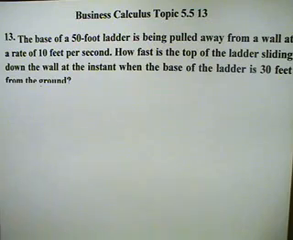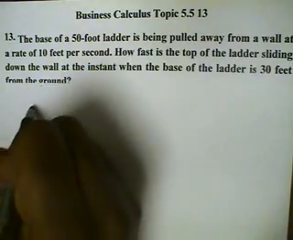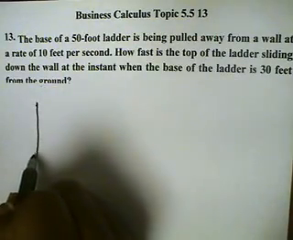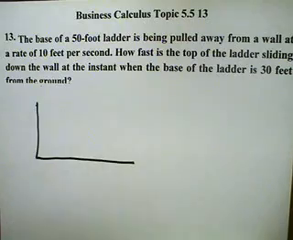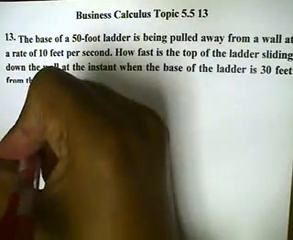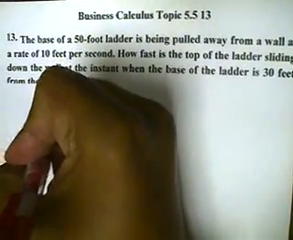Okay, the base of a 50-foot ladder is being pulled away from a wall. Let's draw a wall, and also we need a ground. So there's the wall, and there's the ground. And we also need a 50-foot ladder. So here's our 50-foot ladder leaning on the wall.